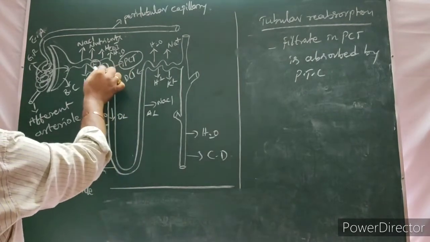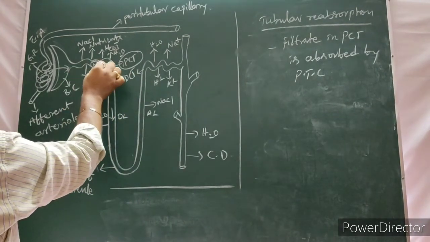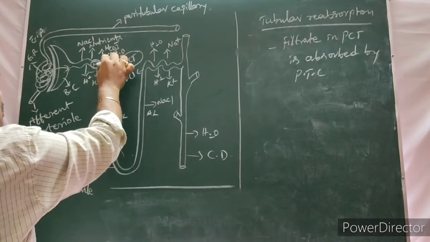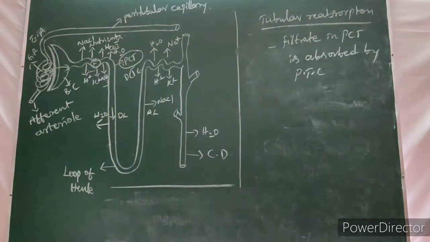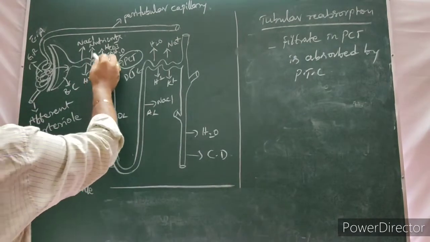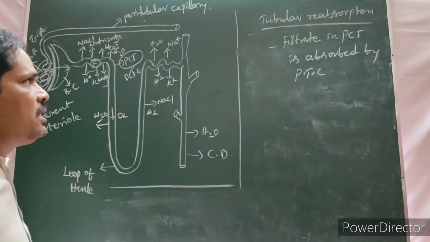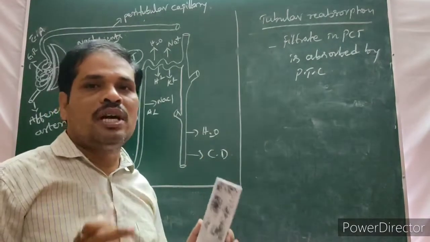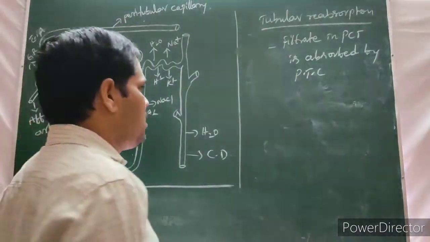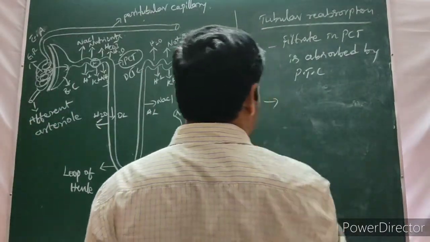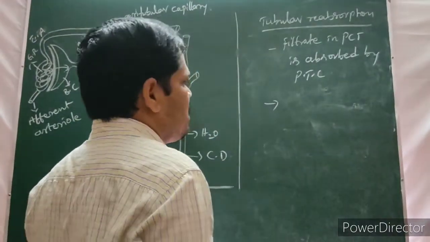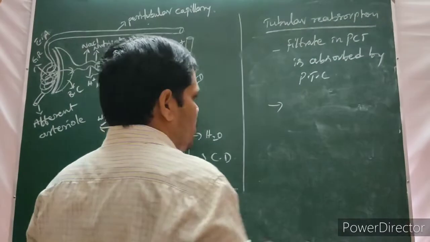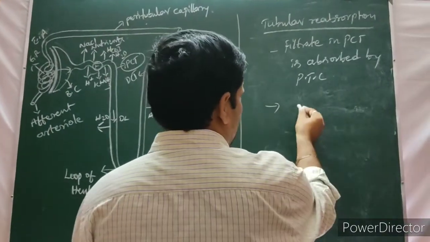What filtrate enters from the Bowman's capsule to the PCT? From this PCT, the useful nutrients in the filtrate are absorbed by the peritubular capillary. That is what we call tubular reabsorption. Tubular reabsorption is done in, what is that? Two ways, passive and active transport.